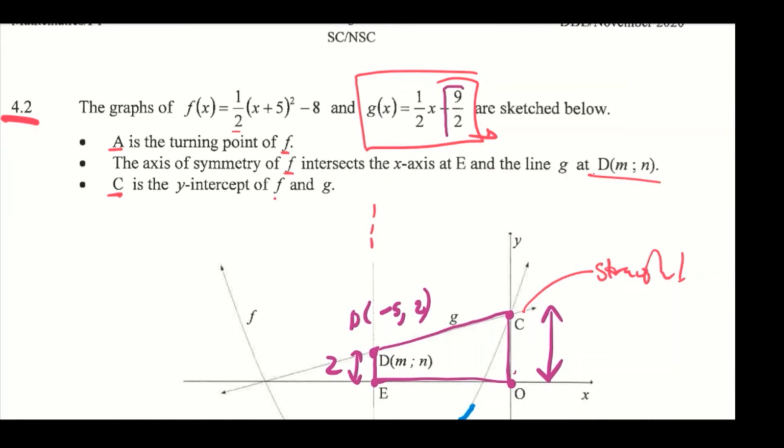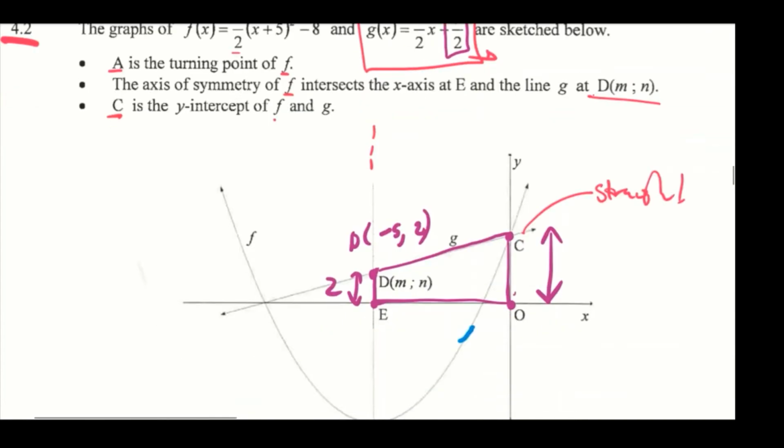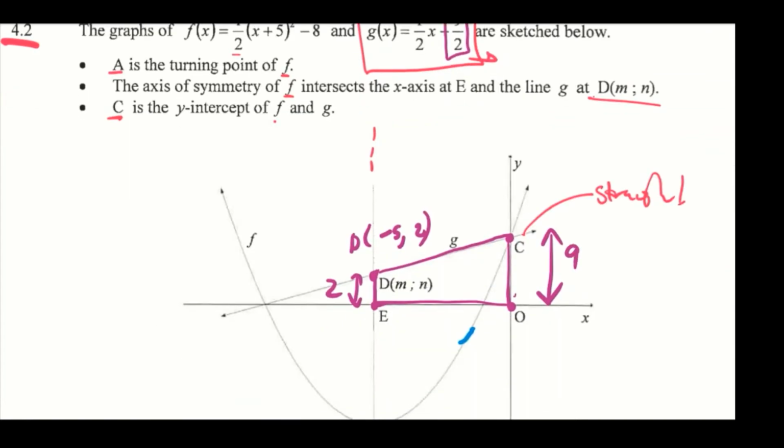It's 9 over 2, right? It's 9 over 2, so you can simply write 9 over 2 there, and this distance here from O to E, we know it's going to be 5, right? Yes, it's minus 5, but because we are writing it in units form, we're just going to say it's 5.